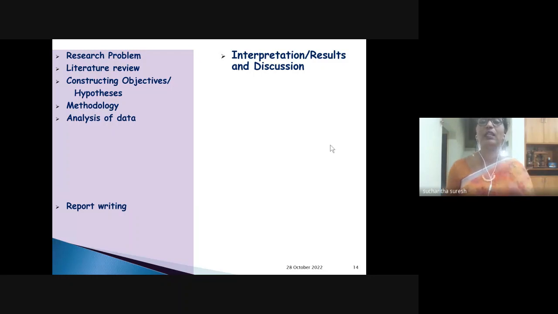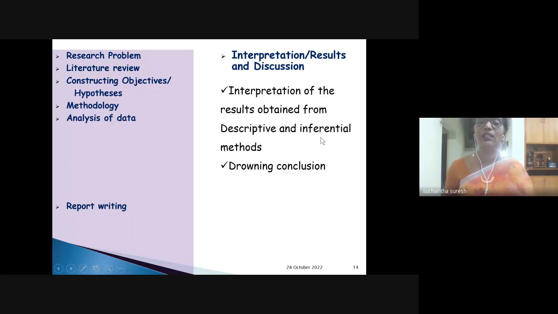So I am telling you, discussion. All right. So interpretation of the results obtained from the descriptive and inferential study and drawing conclusions, we need to have this. Then after having all these things, you can write a very good report. Dear participants, these are the things we require. So it is not that I cannot publish. Of course, we can. Everyone is capable of publishing a good article.